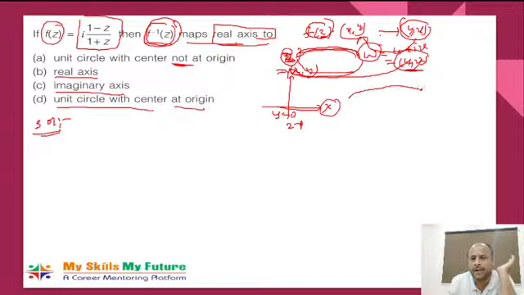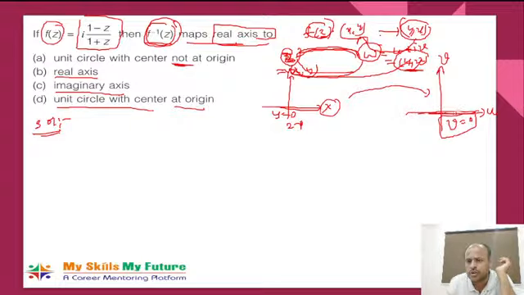But in the w plane, the real axis is nothing but the u axis and the imaginary axis is nothing but the v axis. So here the real axis u is, in terms of equation, v equal to 0. So our problem is that this equation, y equal to 0, you need to map in terms of x, y. That is our task.